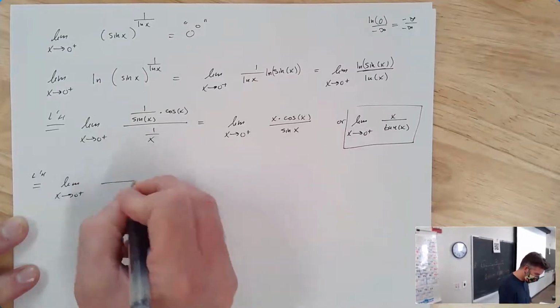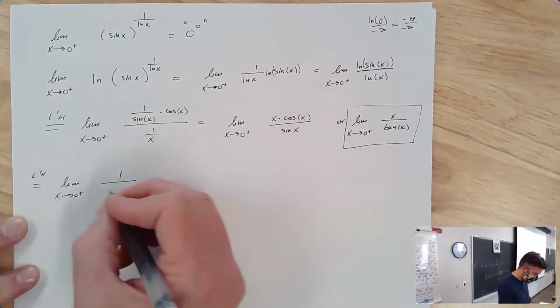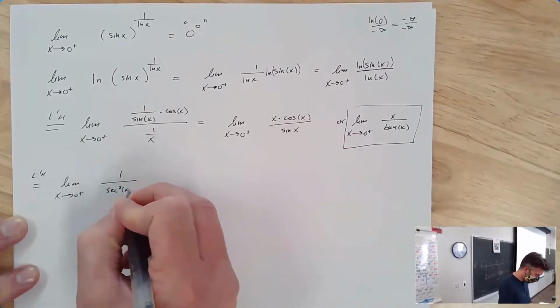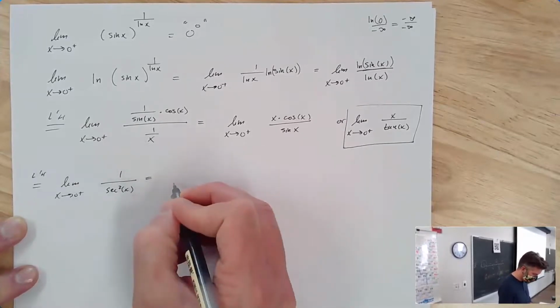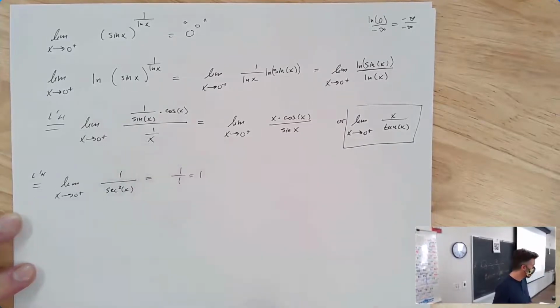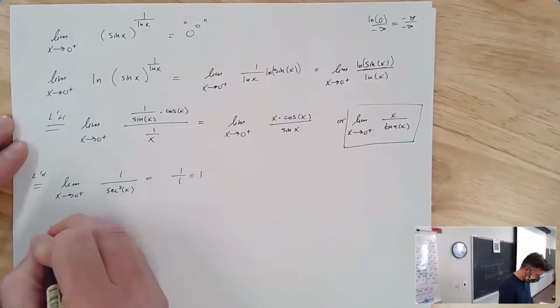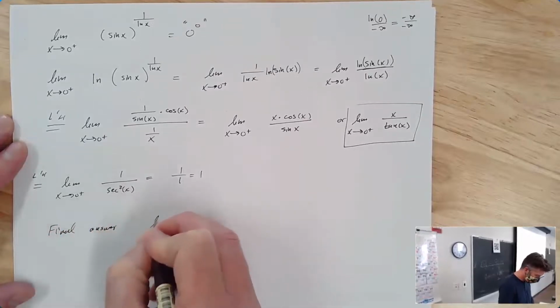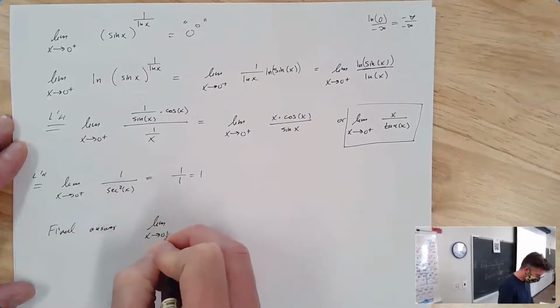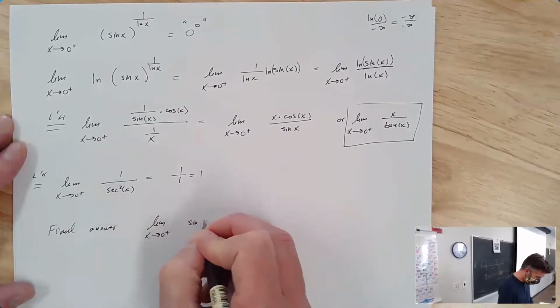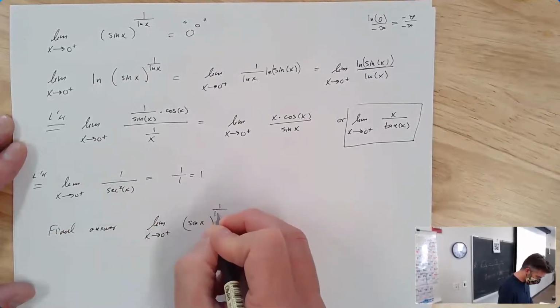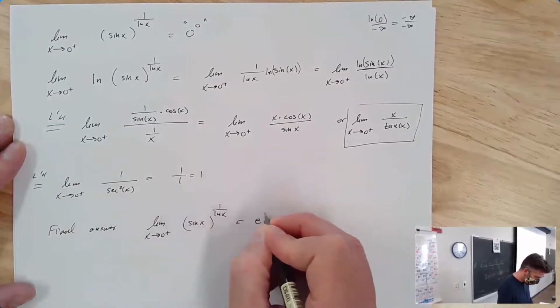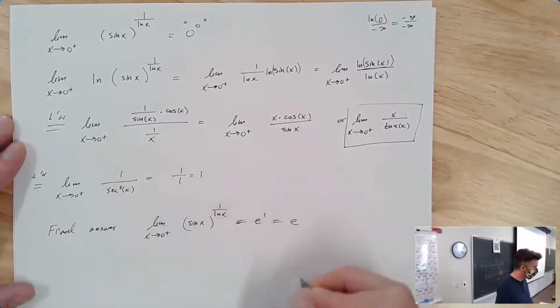The derivative of x is 1. The derivative of tangent of x is secant squared of x. And that's going to give me 1 over 1, which is 1. Which is not my final answer. My final answer is that the limit as x goes to 0 from the right of sine of x to the 1 over natural log of x is e to the 1, which is just e.